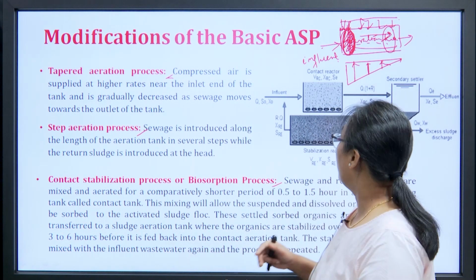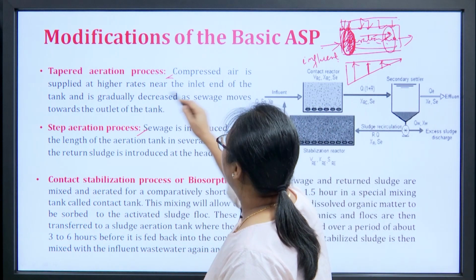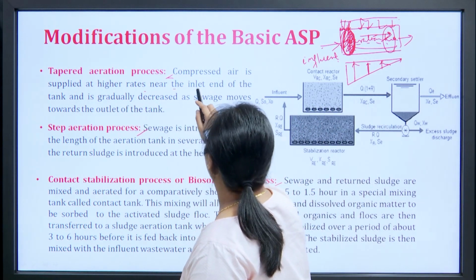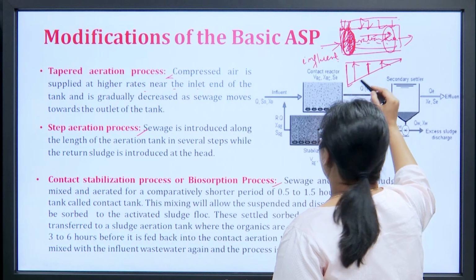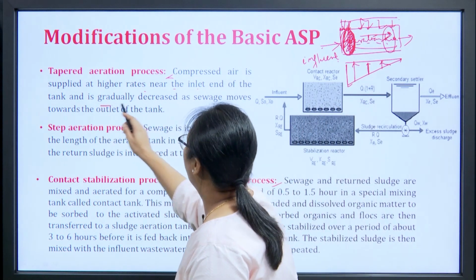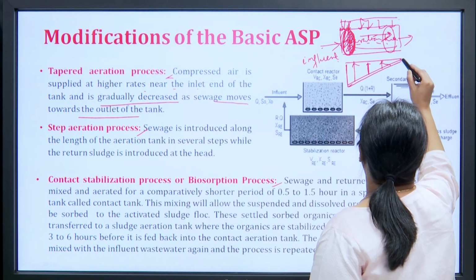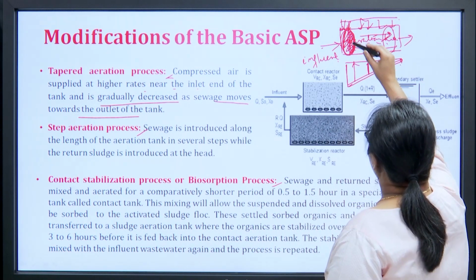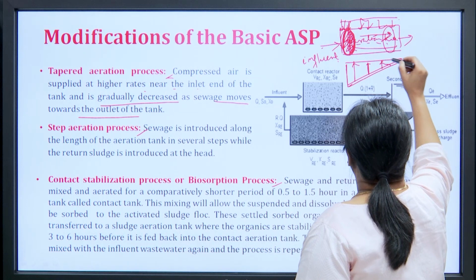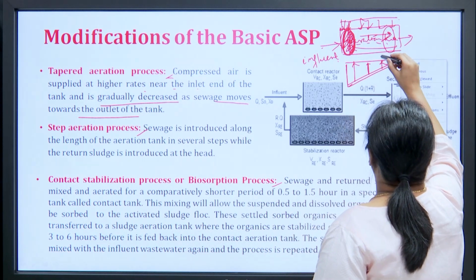तो tapered में compressed air is supplied at a higher rate near the inlet, ज़्यादा inlet में ज़्यादा, and is gradually decreased as the sewage moves from to the outlet. तो यहाँ पे आपने कम कर दिया, right, क्योंकि यहाँ पे तो aeration हो रहा है यहाँ पे ज़्यादा, तो यहाँ पे कम हो जाएगा, तो यह इसलिए, right.